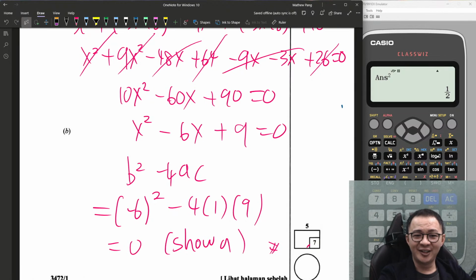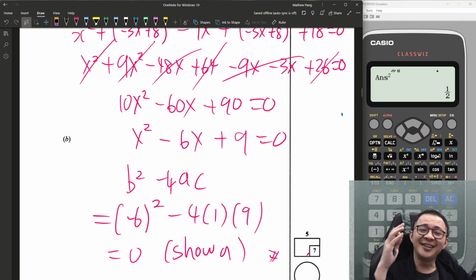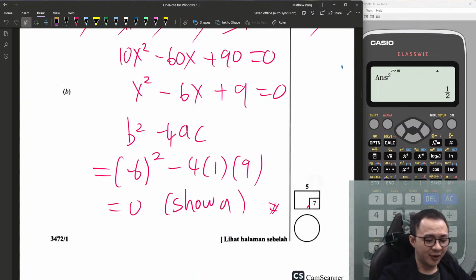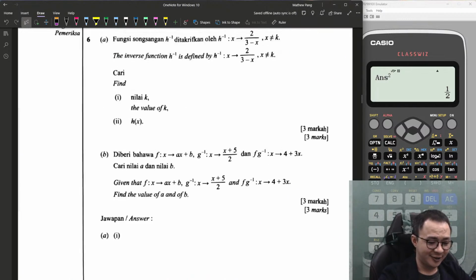And I confidently put y equals 0 on the day of the exam. Oh my god. Remember, to intersect the x-axis, y is 0. To intersect the y-axis, x must be equal to 0. It's the opposite one. Intersect x-axis, y is 0; intersect y-axis, x is 0. Remember this. Okay, so let's move on to the next one.